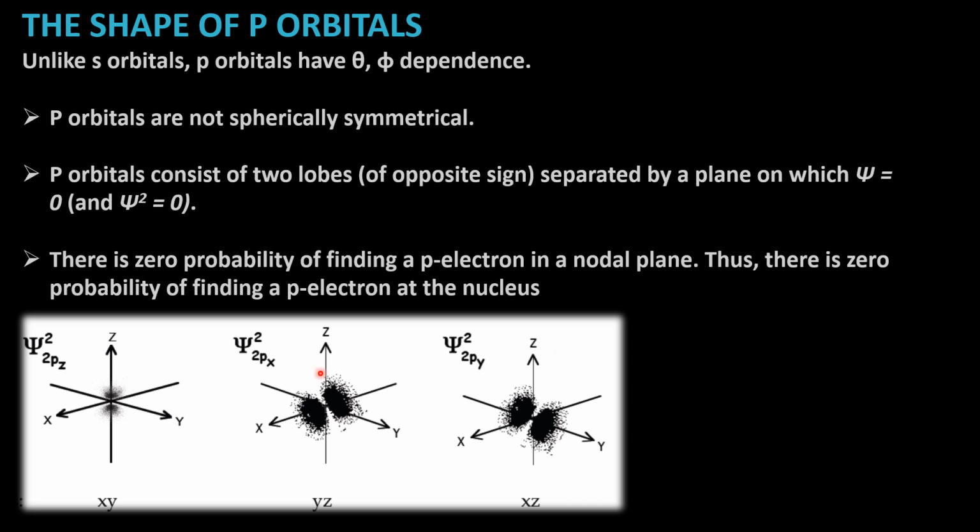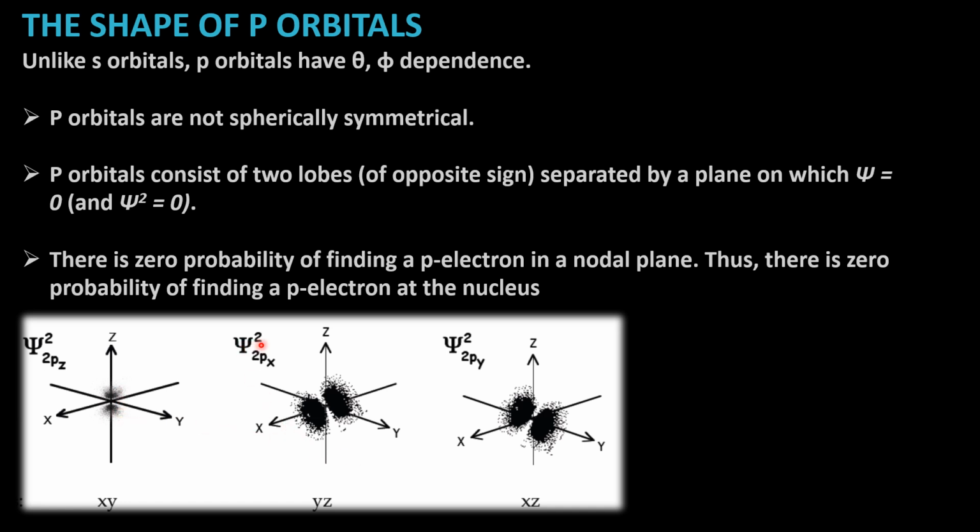So now look at the shape of p orbitals. Here this one is for the 2pz orbital. For the 2pz orbital, you can see that there is a nodal plane along the xy plane, that is, the xy plane is the nodal plane for the pz orbital, and this nodal plane is separating the two lobes of the pz orbital.